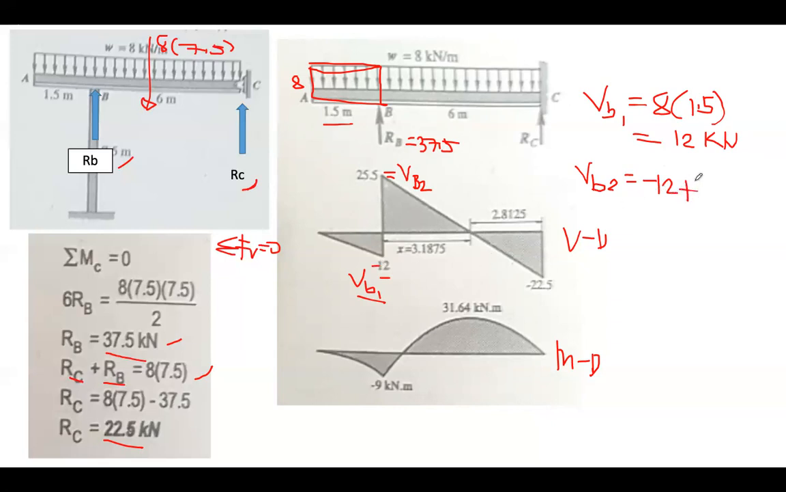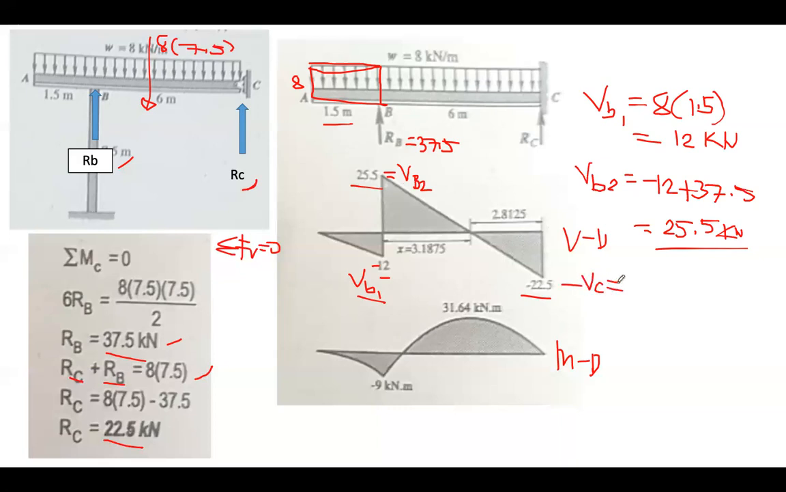The reaction, which is 37.5. So this one will give us 25.5, which is already in kilonewton. Now, how about this negative 22.5? That is VC. I write here, this one is VC.